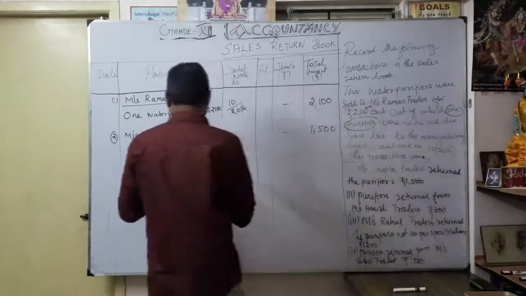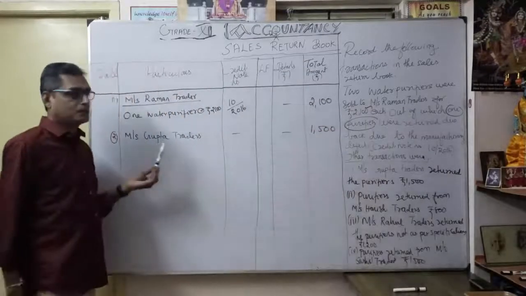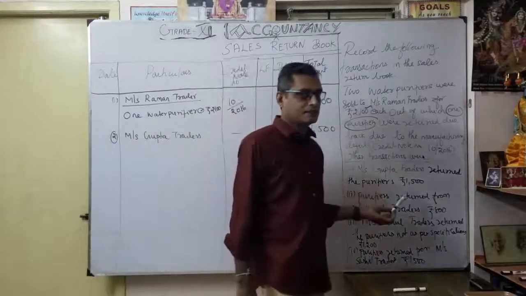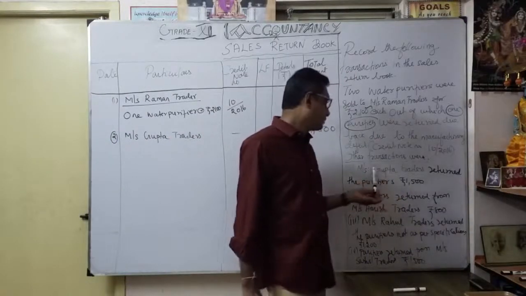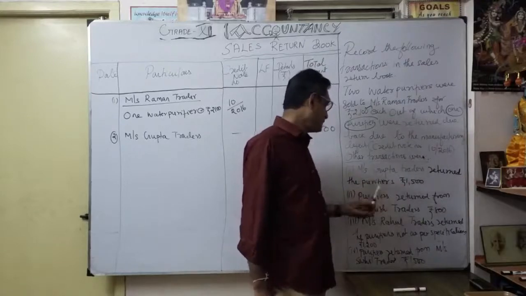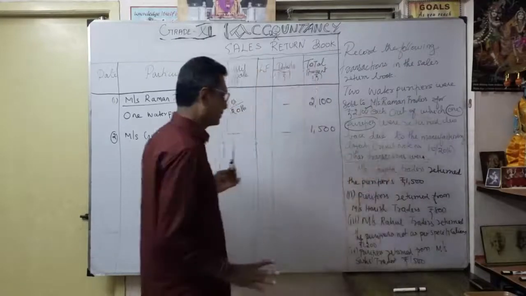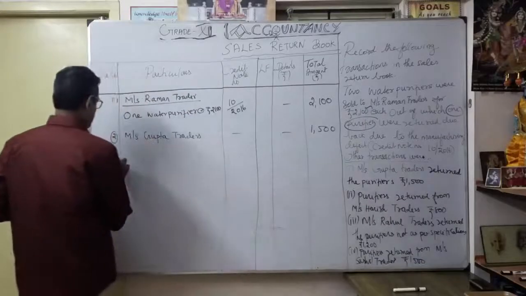Okay. That's why here I have not written any description. Because our questions are also not given any description. You can simply write it from the customer name only. We Gupta Traders returned the purifiers 1,500. That is there. Okay. Then third one.